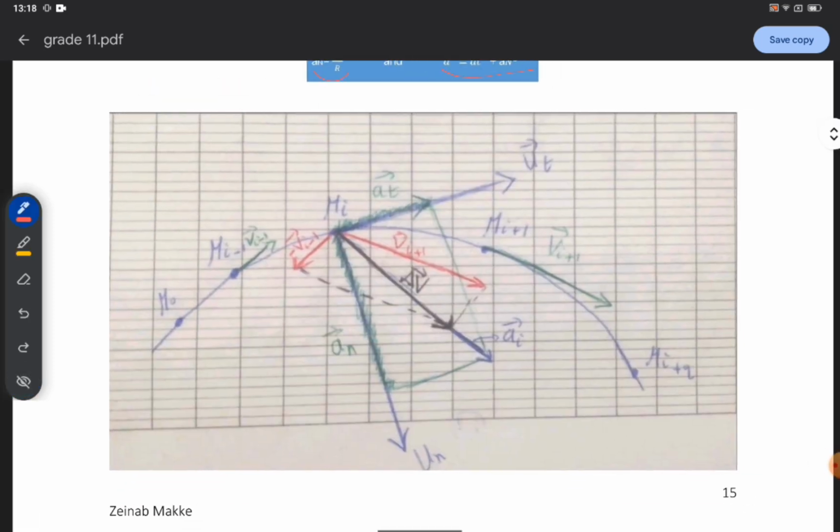This is a, the a vector. The at vector is tangent to the curve, along the ut vector, and an is a vector perpendicular to at.